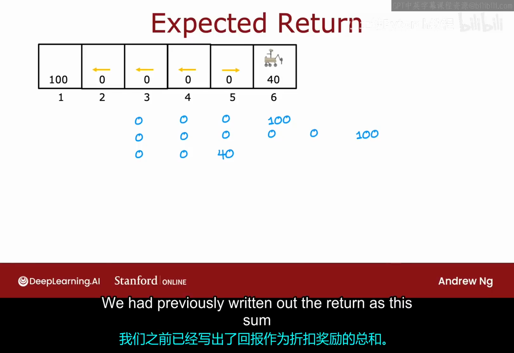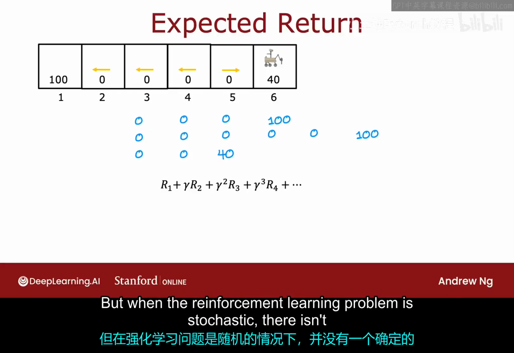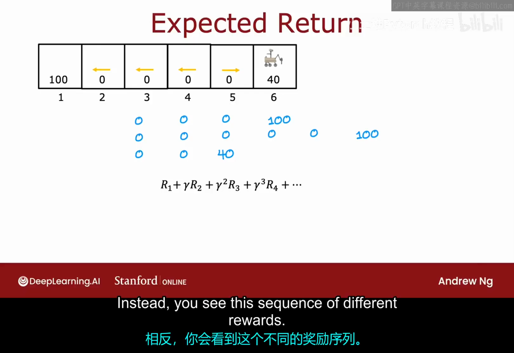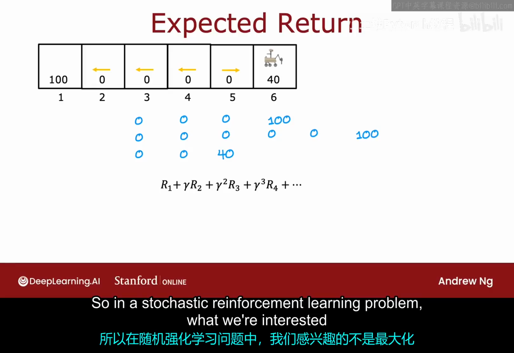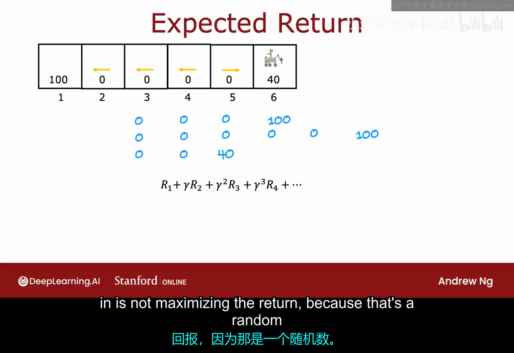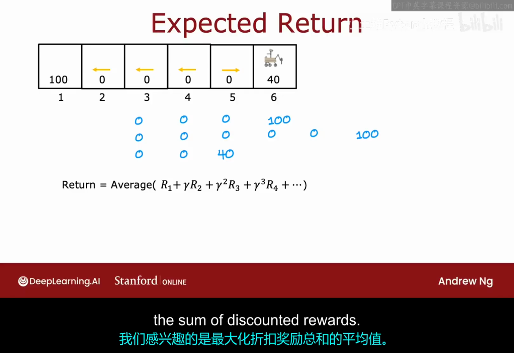We had previously written out the return as this sum of discounted rewards. But when the reinforcement learning problem is stochastic, there isn't one sequence of rewards that you see for sure. Instead, you see this sequence of different rewards. So in a stochastic reinforcement learning problem, what we're interested in is not maximizing the return, because that's a random number. What we're interested in is maximizing the average value of the sum of discounted rewards.